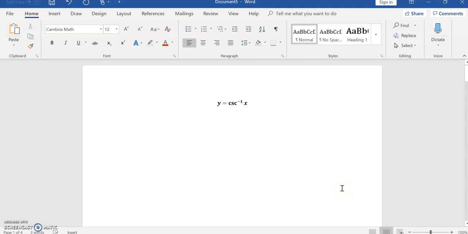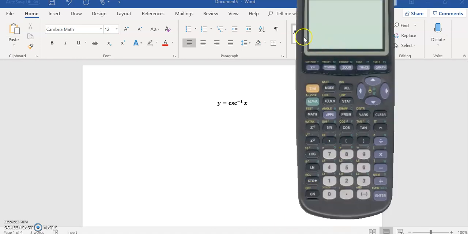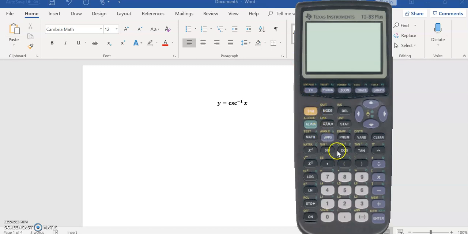I want to go over how to graph the arc cosecant, secant, and cotangent on your TIs. Now, graphing the first three, sine, cosine, and tangent, is very straightforward. You're simply going to plug in the formulas.